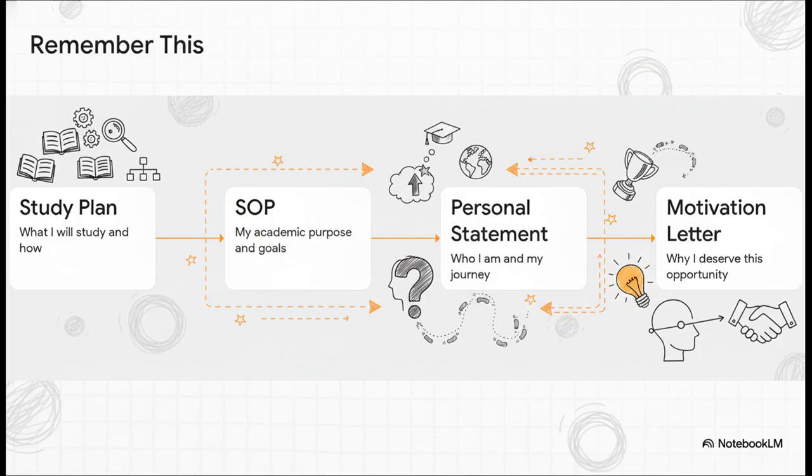Let's run through it. Study plan is all about what and how. SOP answers what's my academic purpose. Personal statement tells them who am I, and the motivation letter screams, why me? Go ahead, screenshot this, pin it to your wall. It really doesn't get simpler than this.